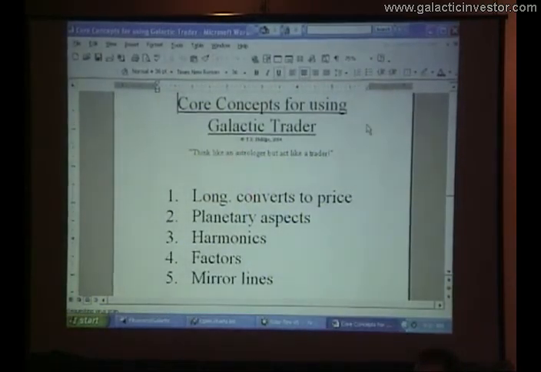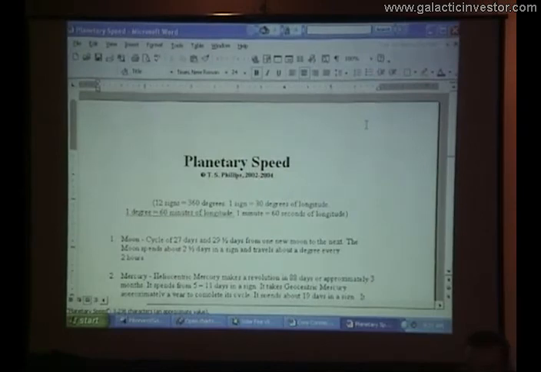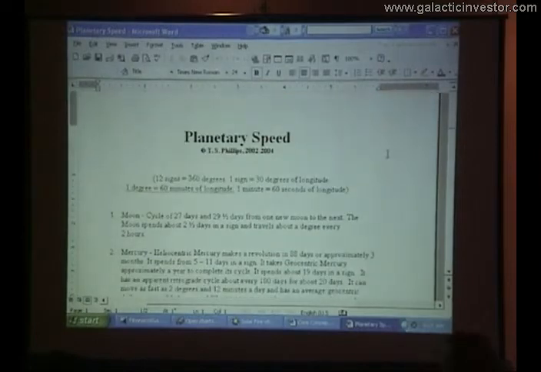I want to just go over your second sheet. I put together something on planetary speed. So when I say longitude of the planets converts to price, we're taking the positions of the planets that move at different speeds, and we're converting that longitude into price. And you can study this.